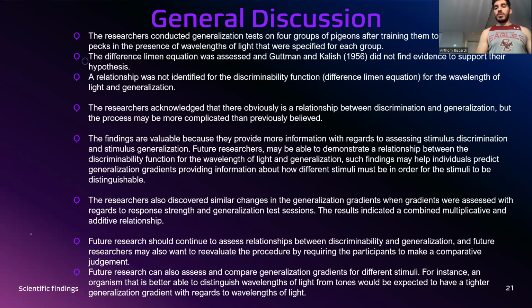So additionally, future researchers can also compare generalization gradients for different stimuli. This is what I think is actually really interesting. So for instance, if you expect an organism to be better able to distinguish wavelength-based stimuli like light compared to tones, then you would expect a steeper generalization gradient, or a tighter generalization gradient, when they are distinguishing between wavelengths of light compared to when they are distinguishing between tones.